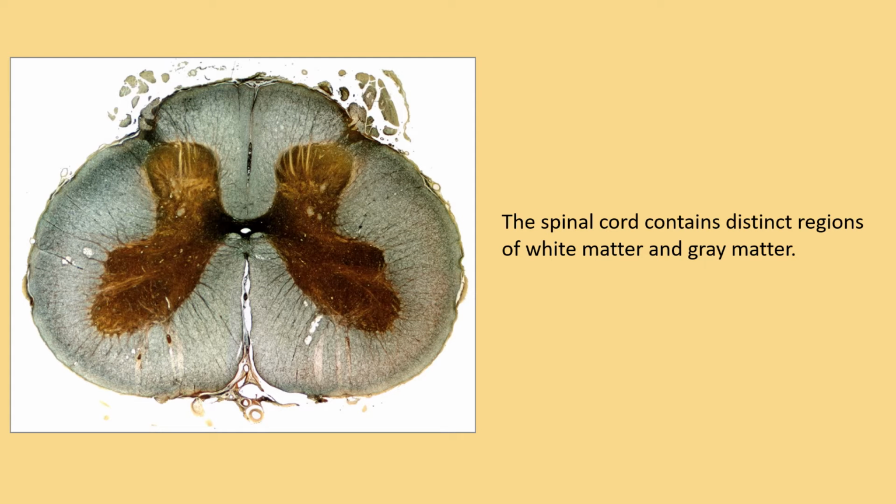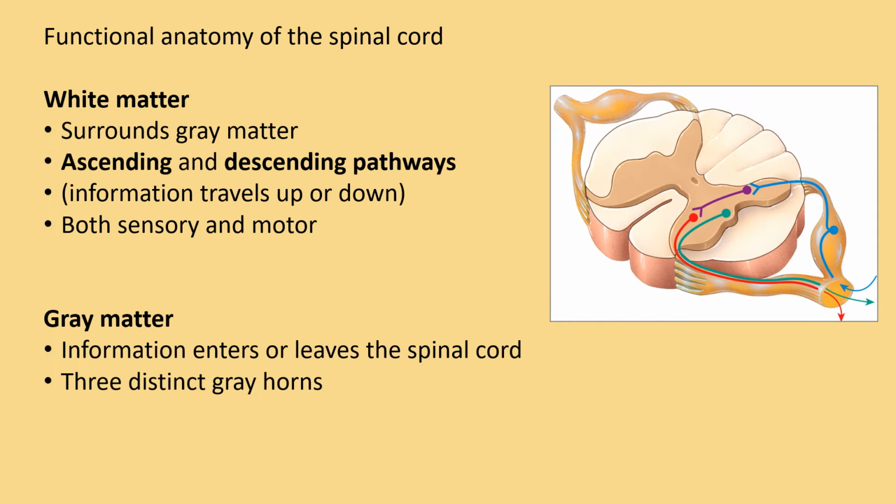This is a section of spinal cord viewed through a light microscope. It has been stained. We can see distinctly the gray matter and the white matter. We can also distinctly see the anterior median fissure. Let's start with the gray matter.